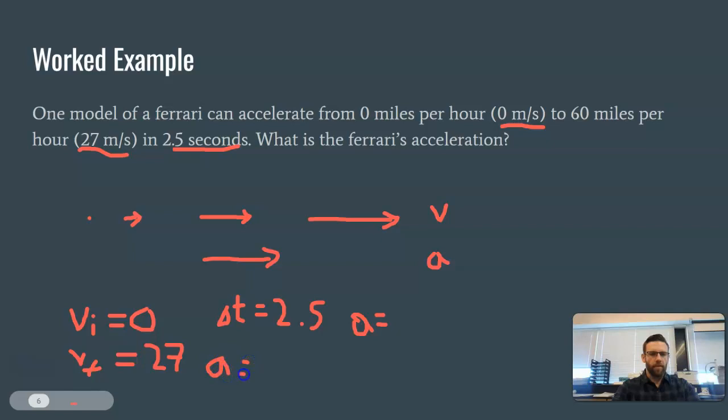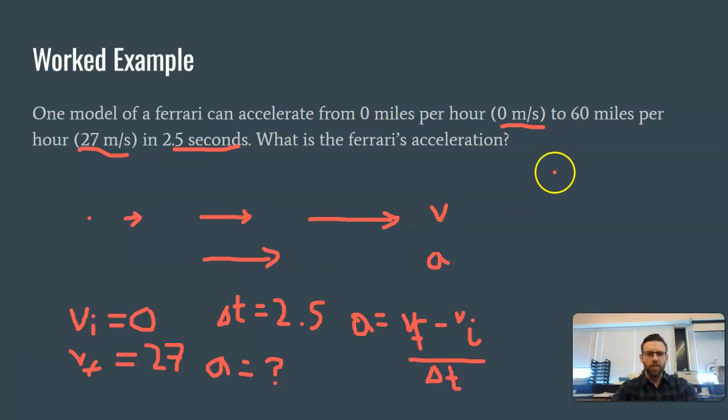Acceleration is question mark. Okay, so acceleration is going to be final velocity minus initial velocity divided by my change in time. All right, kind of running out of room here on my screen. I'll try to do it up here. So we have final velocity of 27 minus 0. 0 is my initial velocity, divided by 2.5.